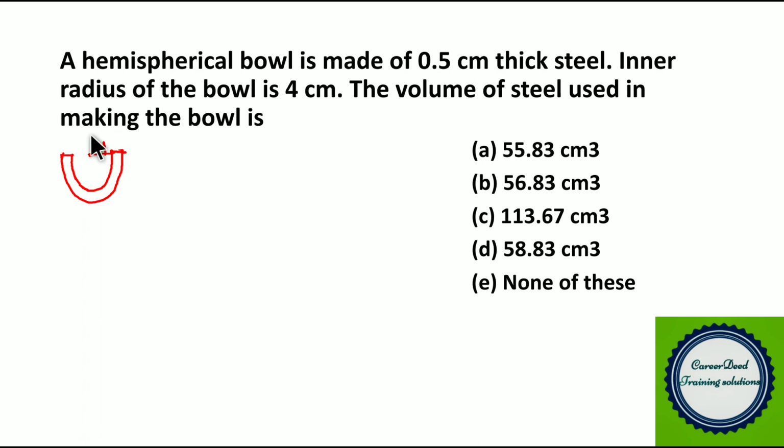So what will be the outer radius? Outer radius will be this to edge. So this will be 4.5 centimeter. Now we have to find volume of the steel used in making the bowl. So you have to find this part.